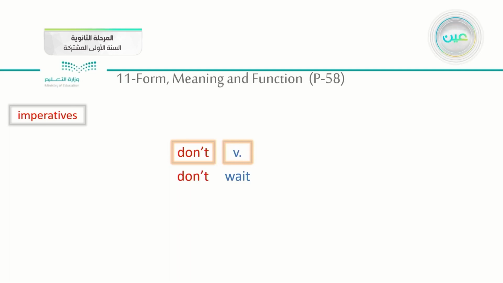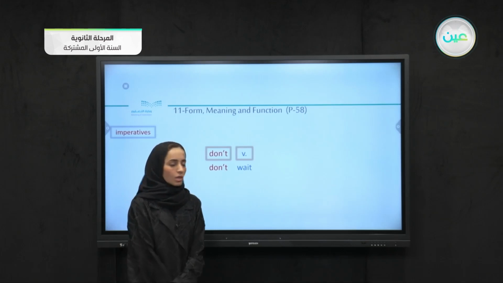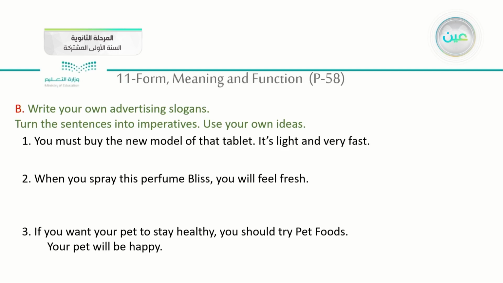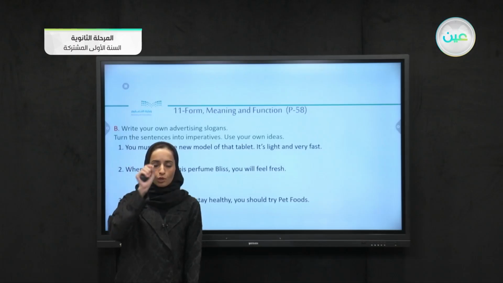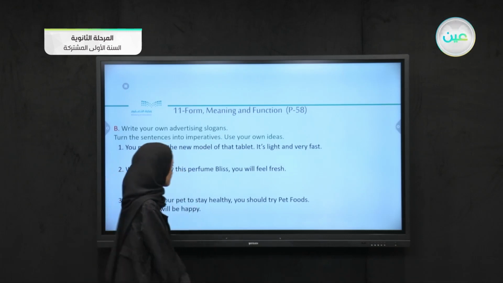So, a complete sentence: wait is actually a complete sentence. I'm asking you to wait, or giving you the instruction to wait, or don't do, which is an instruction as well. Now let's check your books on page 58. Exercise B, write your own advertising slogan. Turn the sentences into imperatives. Use your own ideas. So here you are trying to use the imperative. We will look for the verb, circle it, then start the sentence with this verb.